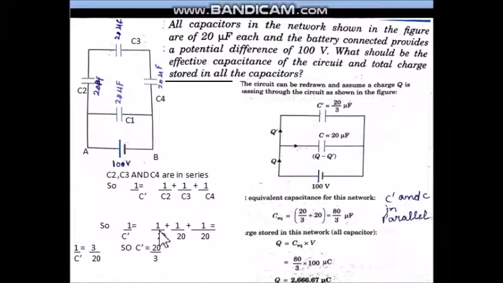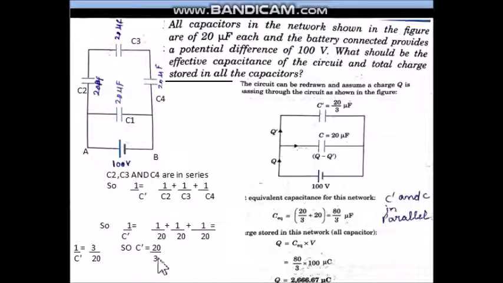Let us put the values: 1 by 20, 1 by 20, 1 by 20. LCM is 20, so 1 plus 1 plus 1, 3 in the numerator. This way 1 by C dash is obtained. Now at last we have to again reciprocal it so that we get C dash, the net answer. So C dash is 20 by 3. It was 3 by 20, so it will become 20 by 3.